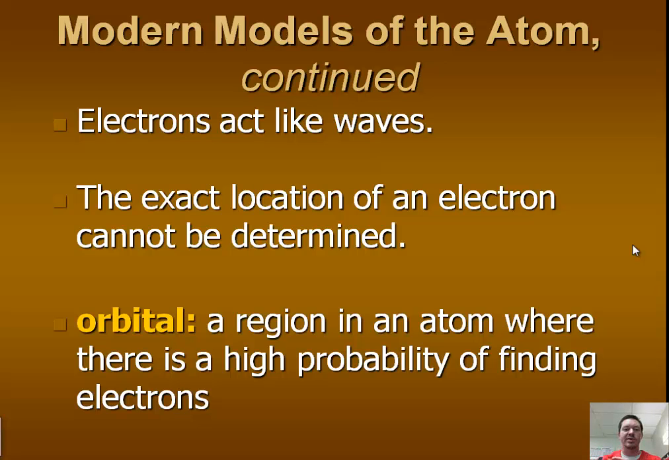And these orbitals take different shapes depending on how many electrons there are in an atom. The first two are spherical shapes, so kind of like basketball shaped around the nucleus. Then they kind of take different shapes after that.